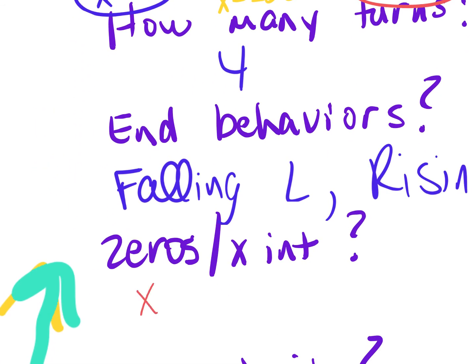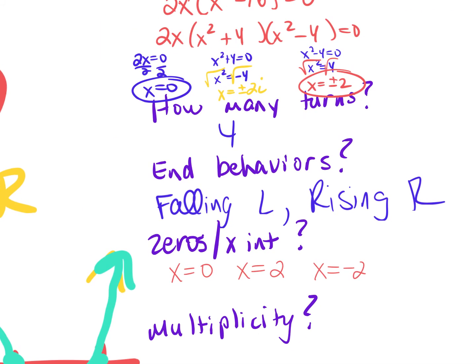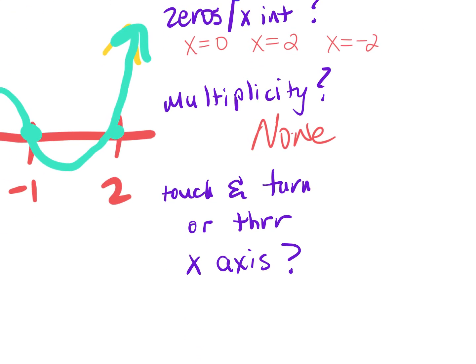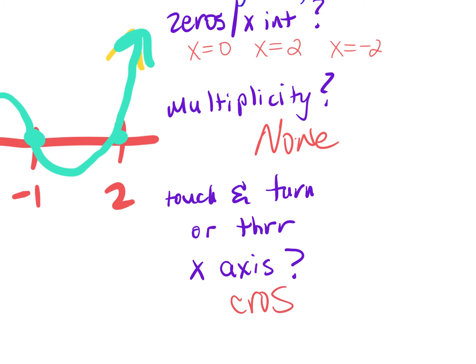So I would say x equals 0, x equals 2, x equals negative 2. Somebody's going to ask, can I write plus or minus 2? Yes. I just think it's a better idea at the beginning for you to write positive 2 and negative 2, so you don't write plus or minus 2 and think, oh, I have 2 twice, because you don't. Do we have multiplicity here? Nope. So what's going to happen at the x-axis? It's going to cross through again.